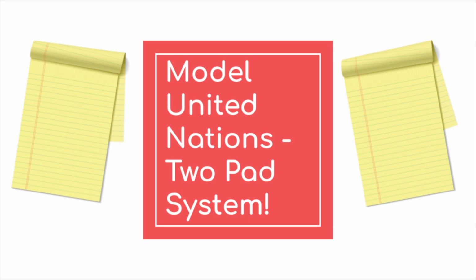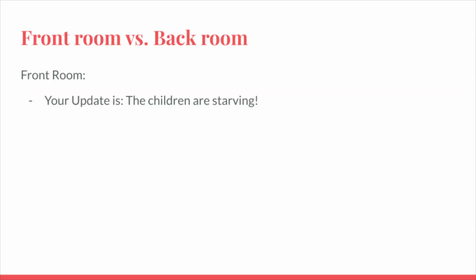Hello and welcome back. Today I'll be discussing everything you need to know about the two-path system for Model United Nations in crisis committees. In a crisis committee, you have what's called a front room and a back room. In the front room, you work with the other delegates to solve any crises that result from updates, and these updates come from the crisis staffers.